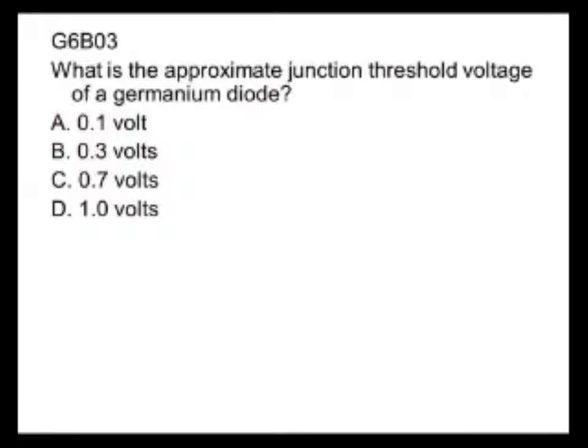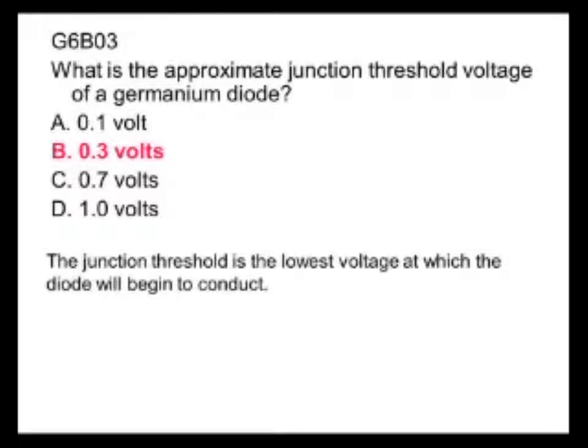What's the approximate junction threshold voltage of a germanium diode? The two main materials that are used for making diodes are germanium and silicon. Here we're talking about a germanium diode, and the approximate junction threshold voltage of a germanium diode is 0.3 of a volt. The junction threshold is the lowest voltage at which the diode will begin to conduct. So a germanium diode has to have at least 0.3 of a volt on it before it will begin to conduct.